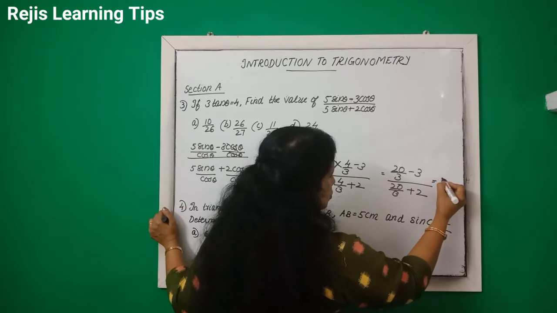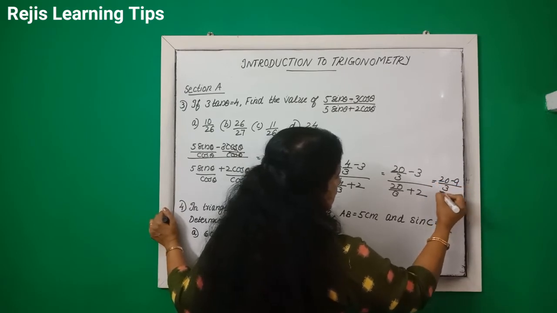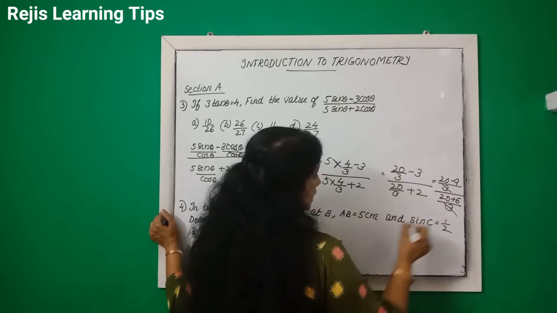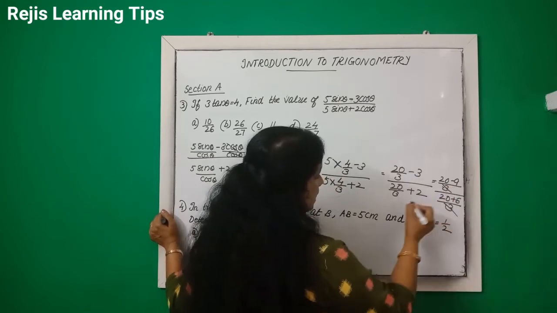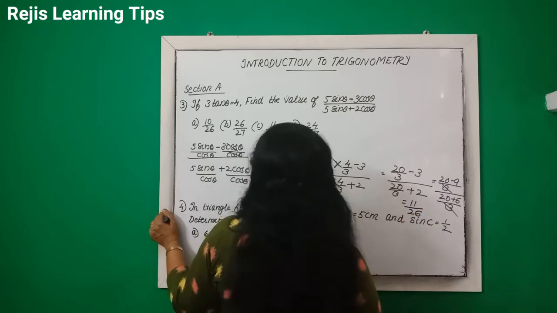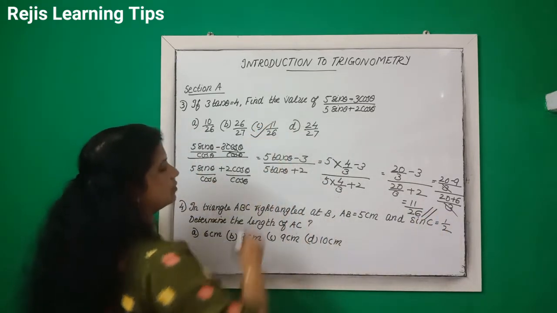That is equal to 20 minus 9 divided by 3, the whole divided by 20 plus 6 divided by 3. We can cancel this 3 and 3. Then 20 minus 9 is 11 divided by 26. 11 divided by 26. So our option C.